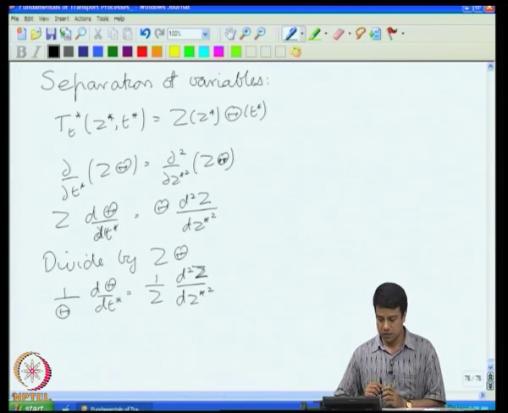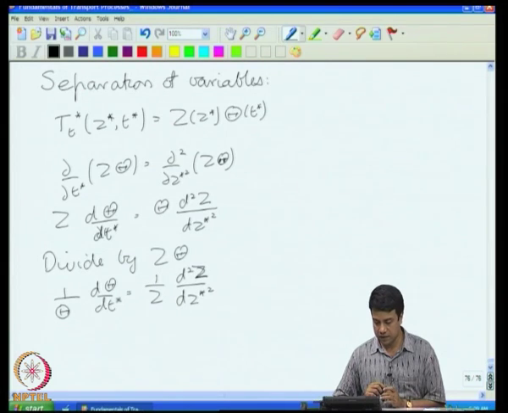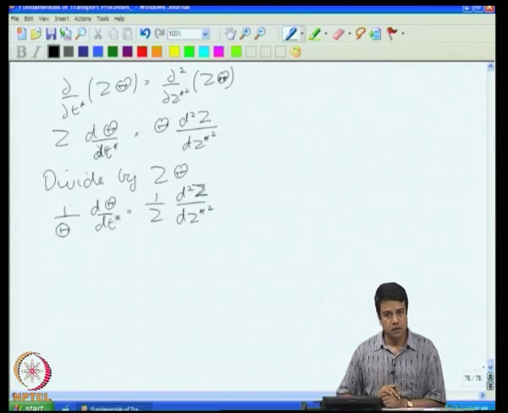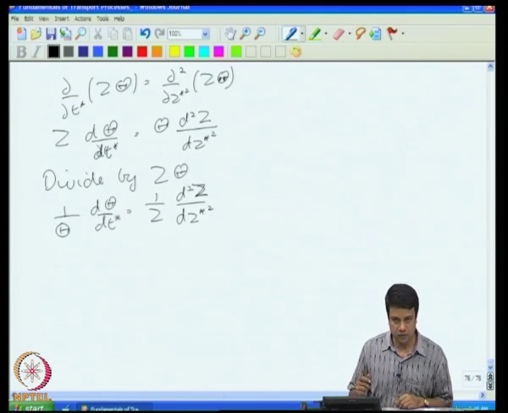So, therefore, I require, just from the condition that the left hand side is only a function of t, the right hand side is only a function of z, from that I can infer from an equation of this kind that both the left and the right hand side have to be a constant. So, what is that constant? Now, let us look at how to solve for this constant.